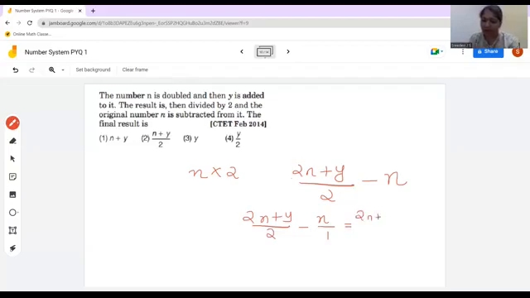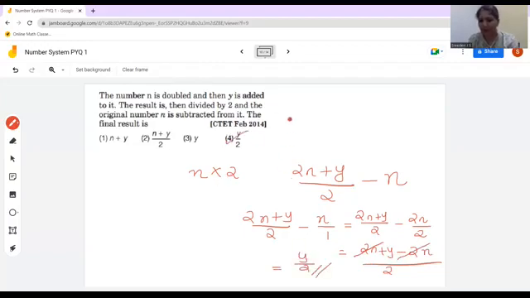So 2n plus y by 2 minus 2n by 2 we will be getting. Now it becomes like fractions. So we can write 2n plus y minus 2n, over 2. The 2n positive and 2n negative will get cancelled. So the answer will become y by 2. So option 4 is the correct option.